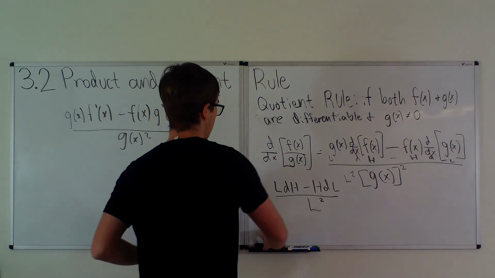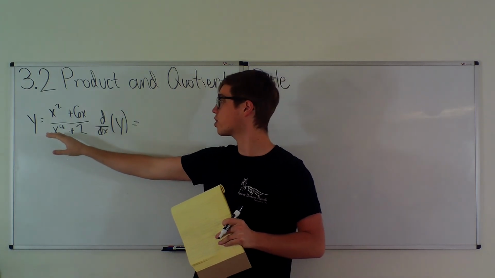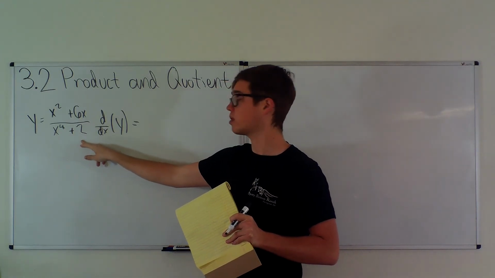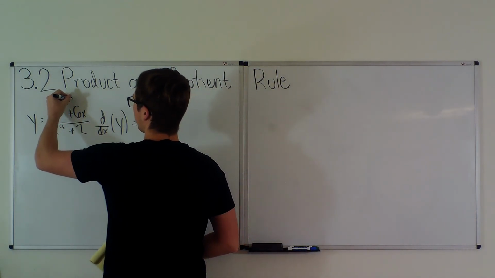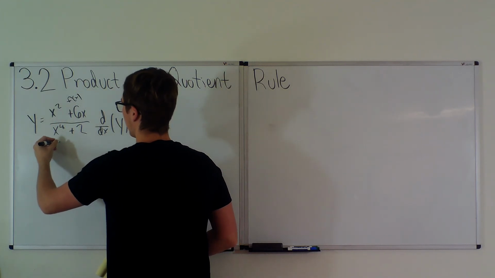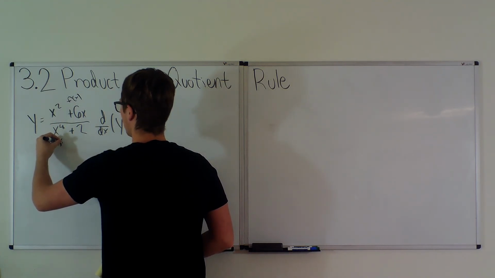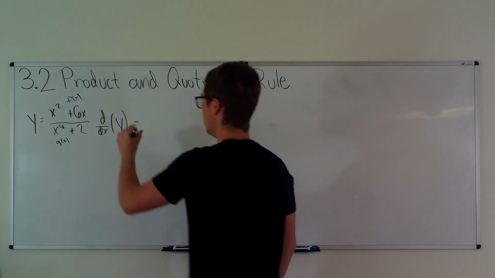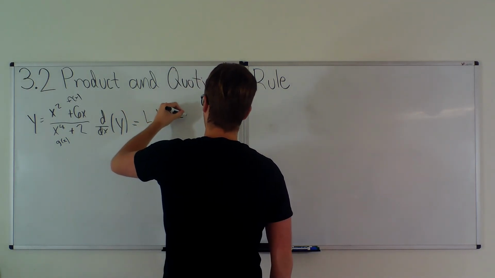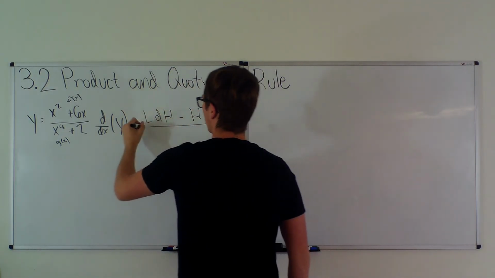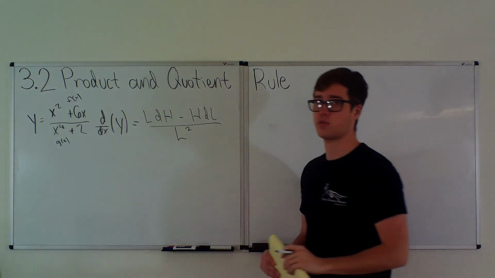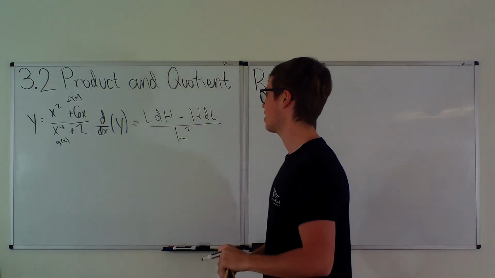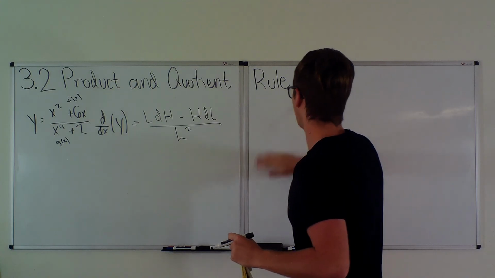So, how would we put this into practice? Alright, we have our rational function, y is equal to x squared plus 6x over x to the fourth plus 2. We can look at the x squared plus 6x as our f of x, and the x to the fourth plus 2 as g of x. So what's the derivative? Well, we know it's low d high minus high d low, all over low squared. That's a good way to remember it.